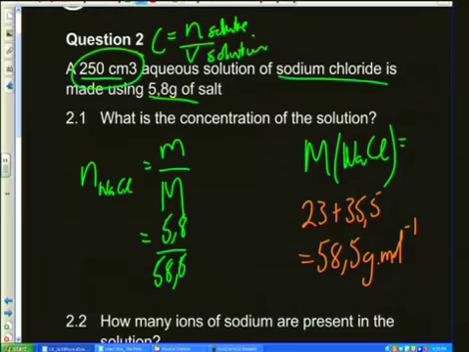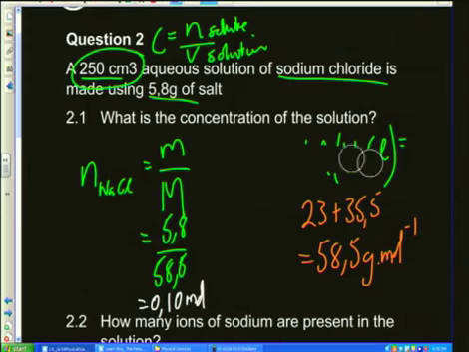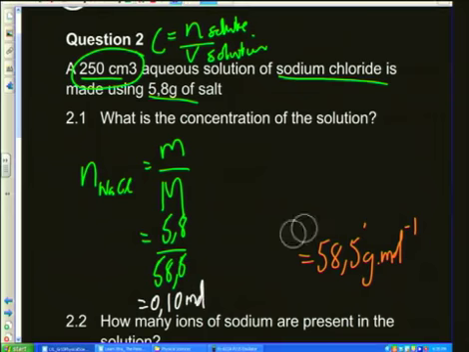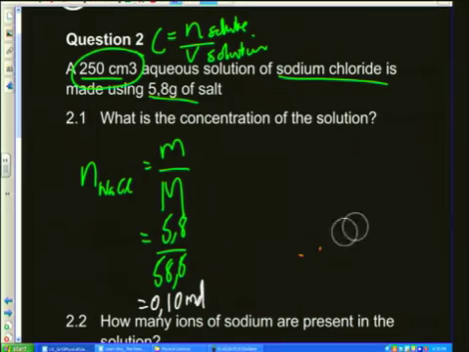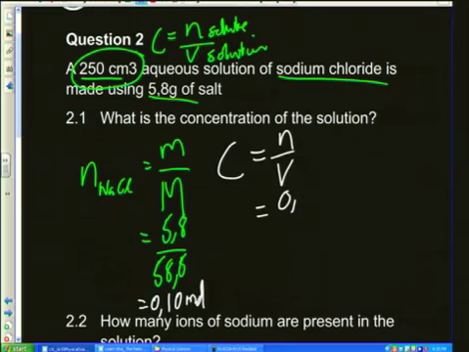So let me write that in. I'm going to round that off and say this answer is 0,10 moles. I'm going to just get rid of that so I've got some more space to work with, because the next part of the calculation is the key part. The key part, we're going to say concentration is the number of moles divided by volume. The number of moles, 0,1, and the volume was given as 250.